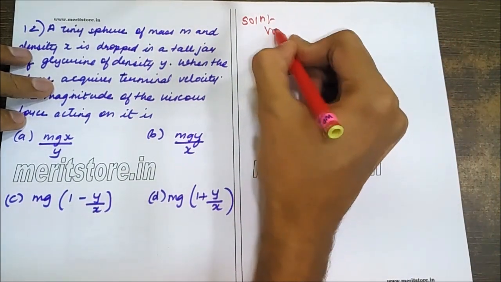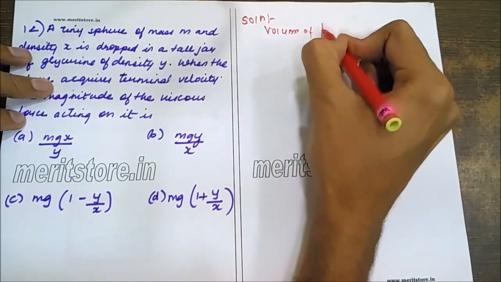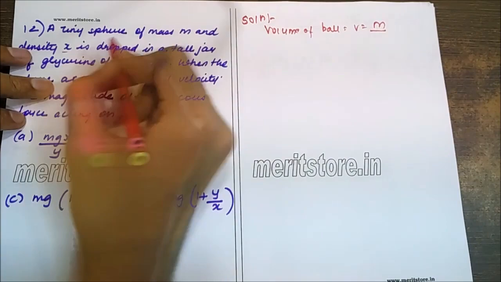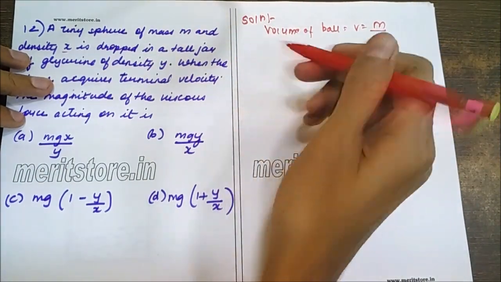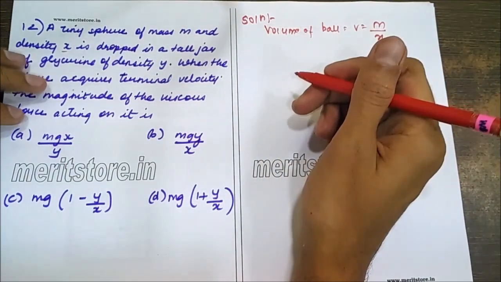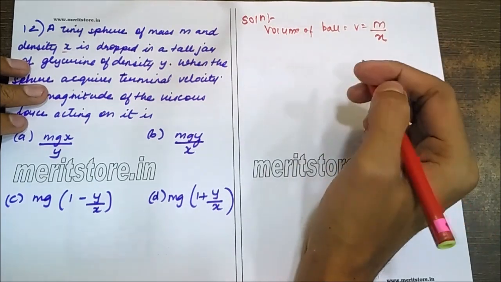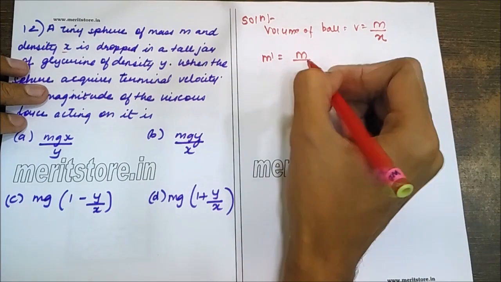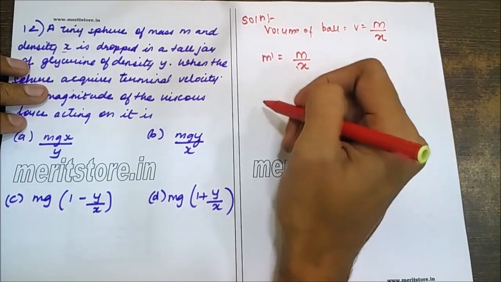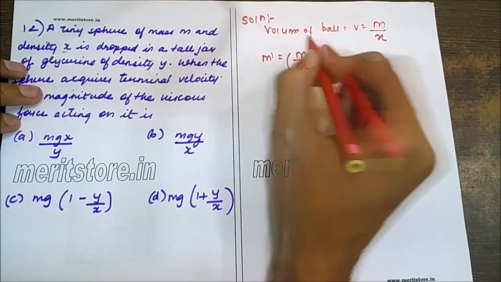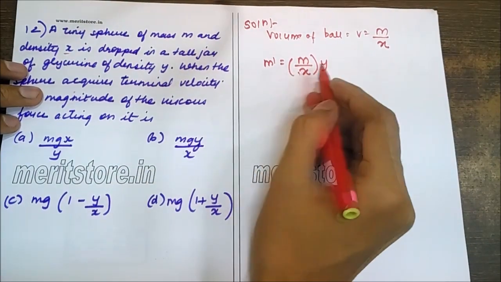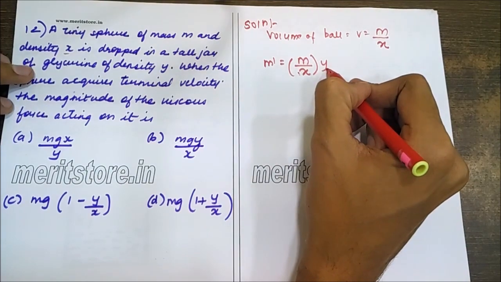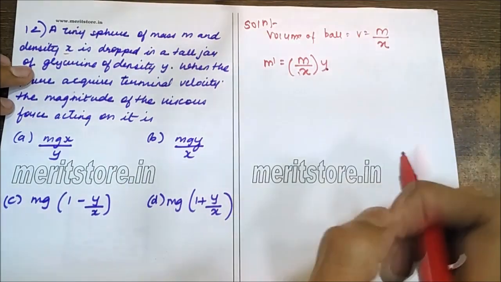Okay, so the volume of the ball is equal to mass upon density, which they have given as x. Okay, so the mass of the liquid displaced by the ball, we can take that mass as m prime. So that becomes equal to the volume multiplied by the density y of the liquid. So the total displaced mass will be the volume of the ball multiplied by the density of the liquid, so that is the amount of liquid that is displaced.